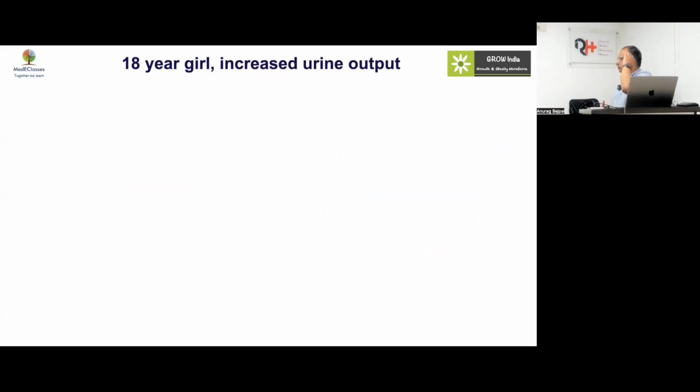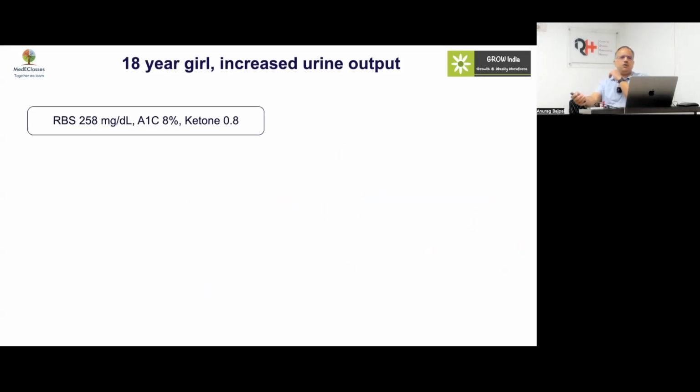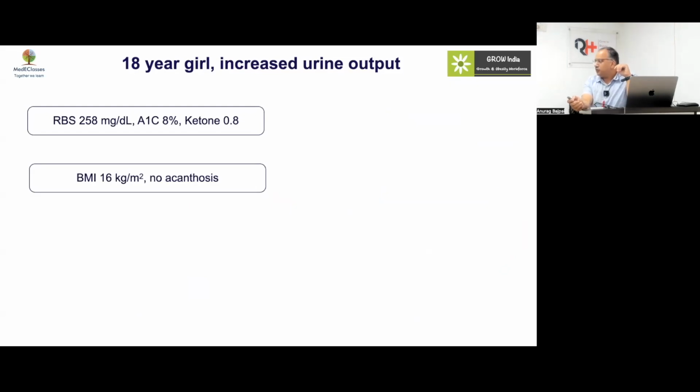So, an 18-year-old girl with increased urine output. You have got hyperglycemia, the HbA1c is also on the higher side, and ketone levels are on the lower side. So it's a non-ketotic hyperglycemia. She is lean and does not have acanthosis. So, an 18-year-old girl who is non-ketotic and lean. What type of diabetes are we looking at?